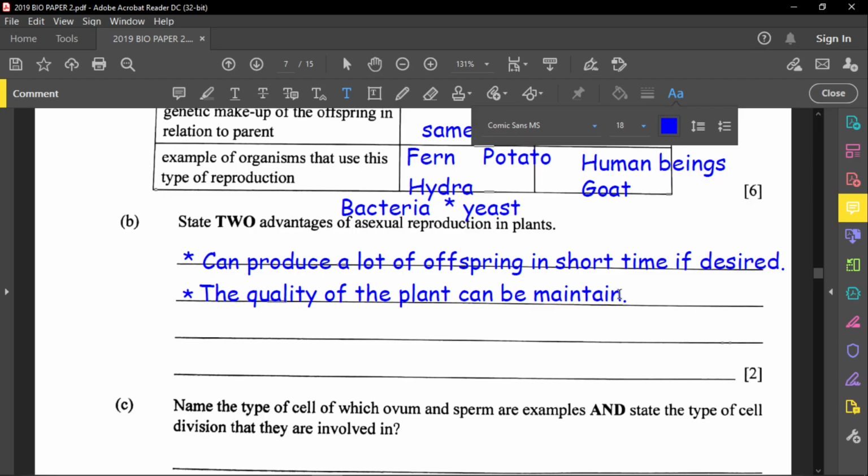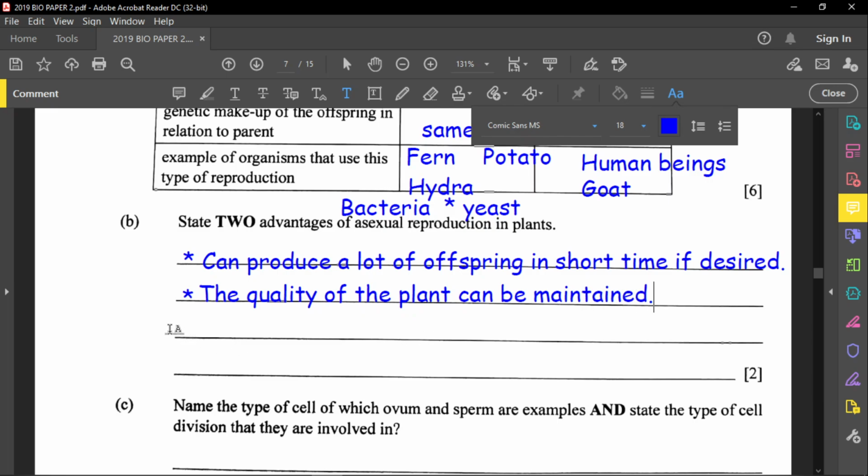Okay, can be maintained. I'll put that right here. Right, can be maintained. All right, let me just rewrite that. Can be maintained. All right, excellent.